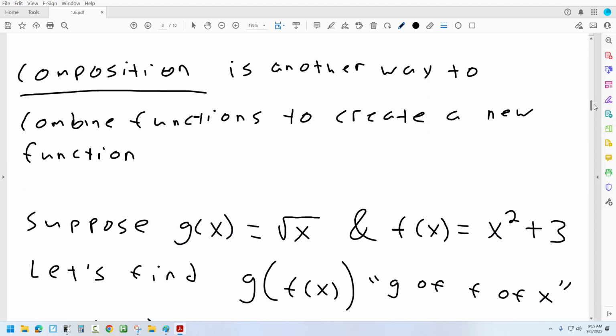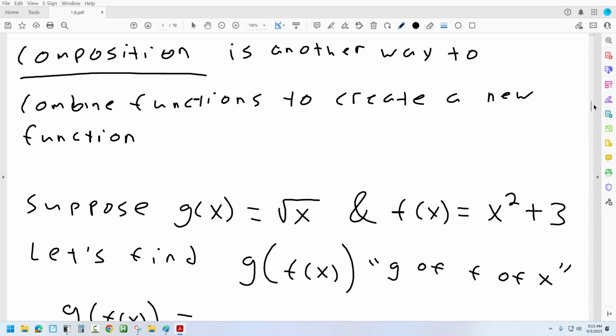So how does composition work? Very quick summary of composition. It's when you take one function and you plug that in for the variable in another function. That's composition. Take one function and fill that in for the variable in another function. So let me show you how that works.